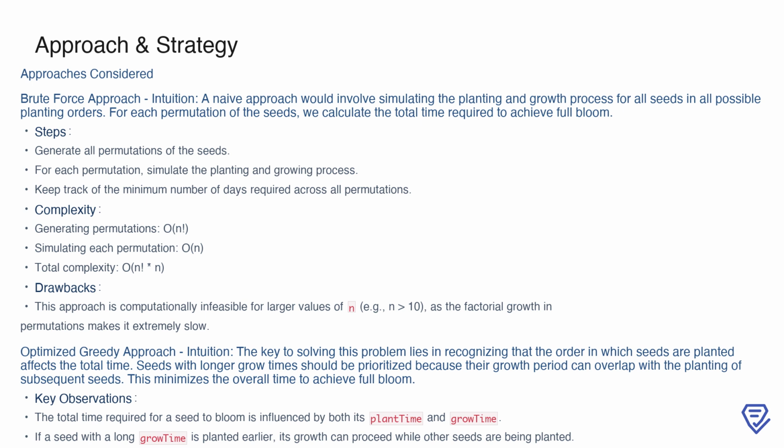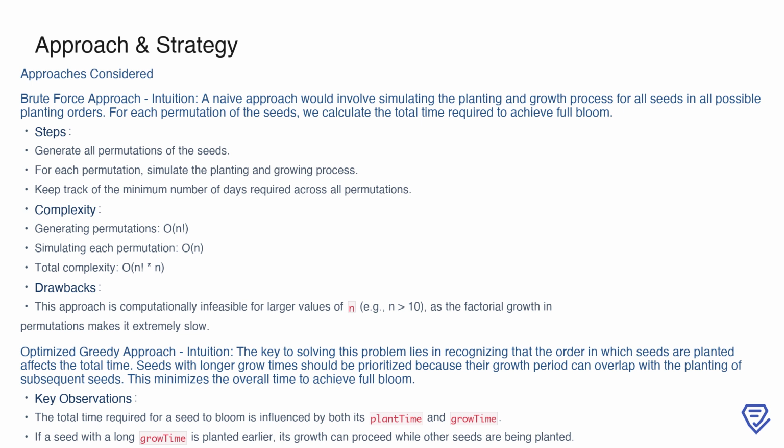While this method guarantees the correct result, its computational complexity is a major drawback. Generating permutations for n seeds takes factorial time, O(n!), and simulating each sequence adds an additional O(n) factor, leading to a total complexity of O(n · n!). For small values of n, this might be feasible, but as n grows, the time required quickly becomes impractical. For instance, even with just 11 seeds, the number of permutations exceeds 39 million.